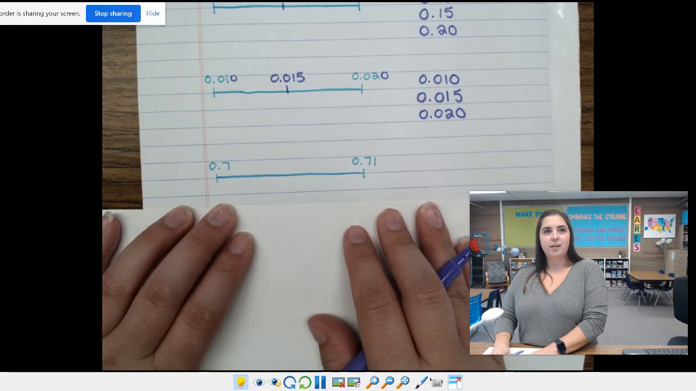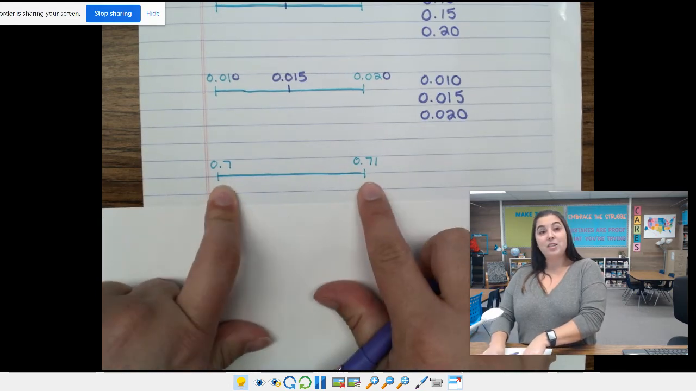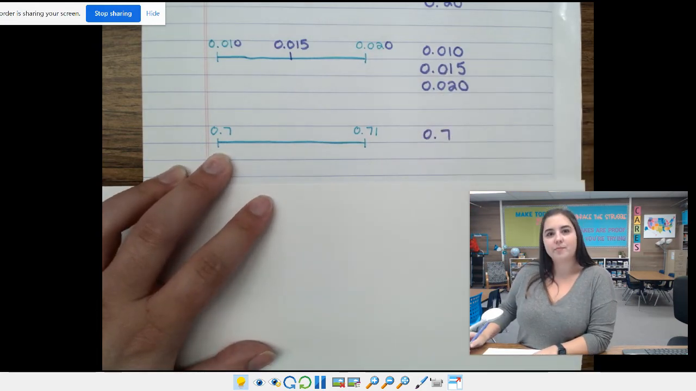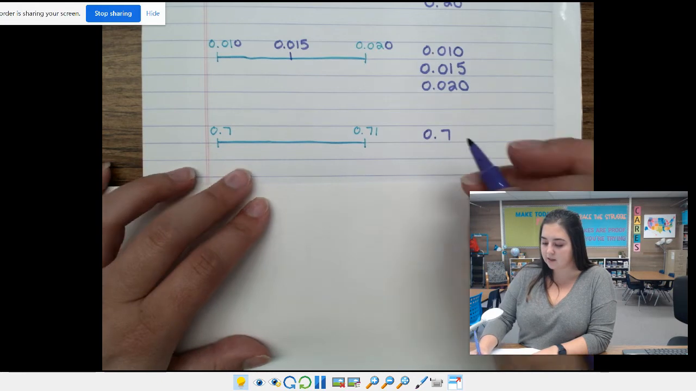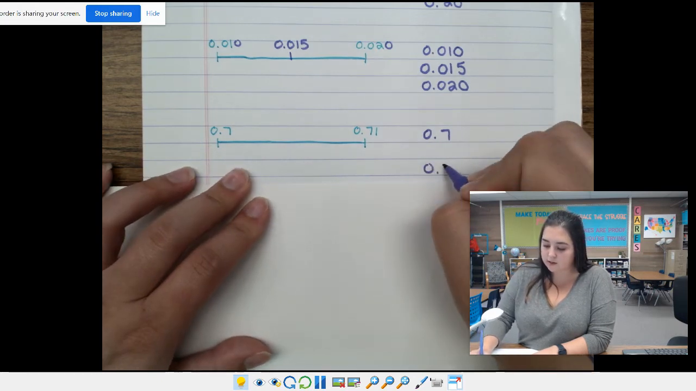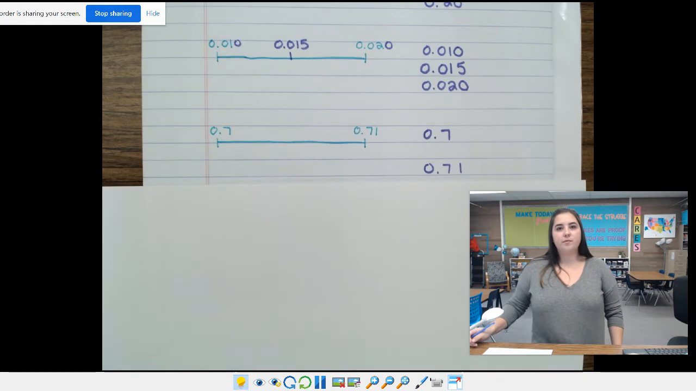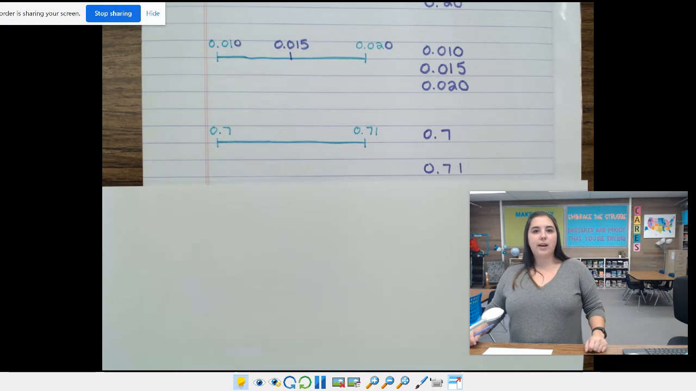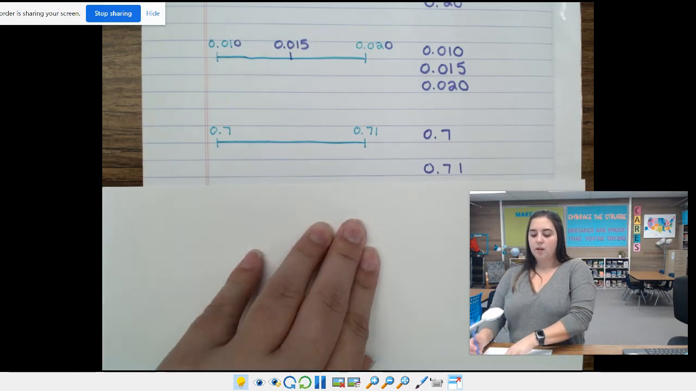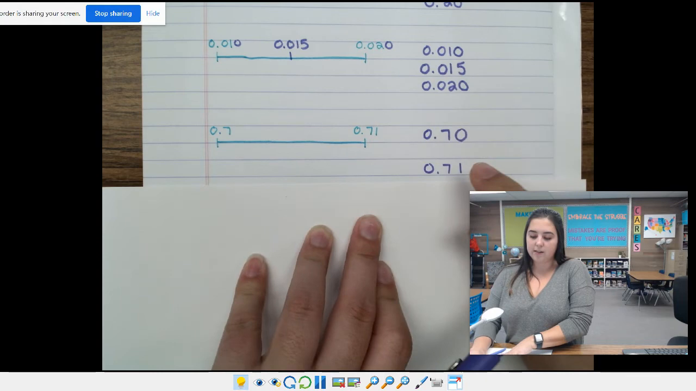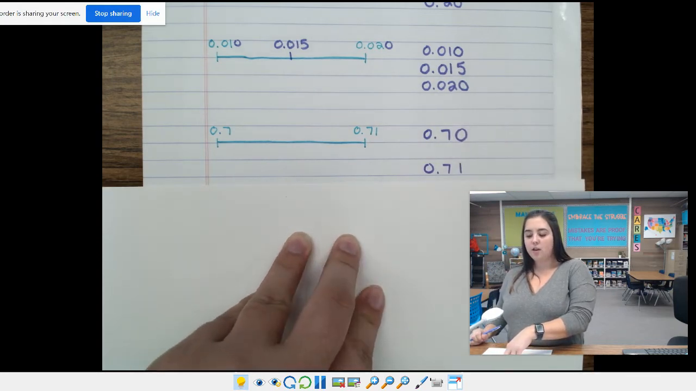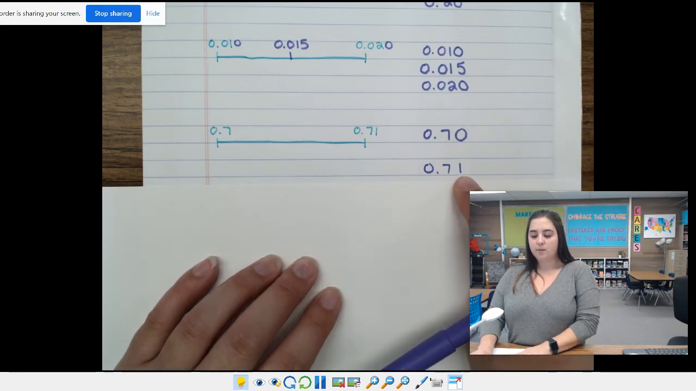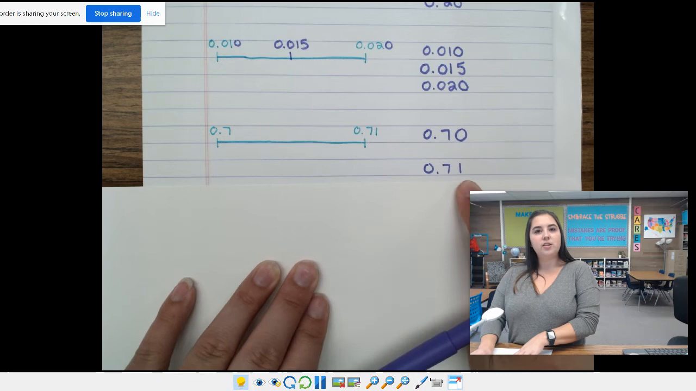Ooh, another one. 7/10 and 71/100. Let's try this one together. Write out your 7/10. Now skip a space, leave some room, and write out 71 hundredths. It's hard to compare these two numbers because they're in different place values. So let's even them up. I'm going to add a 0 in the hundredths place next to my 7/10. So now they're both going 2 spaces past the decimal. Now it's 70 and 71.